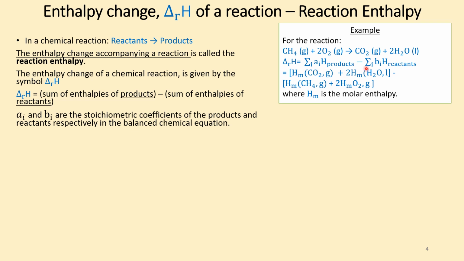The terms after the negative sign are the reactants, and the first terms in this equation are the products given on the right hand side, where Hm is the molar enthalpy. In this equation, ai and bi are the stoichiometric coefficients, that is, the coefficients of the products and reactants respectively in the balanced chemical equation. In the example, it is a balanced chemical equation.